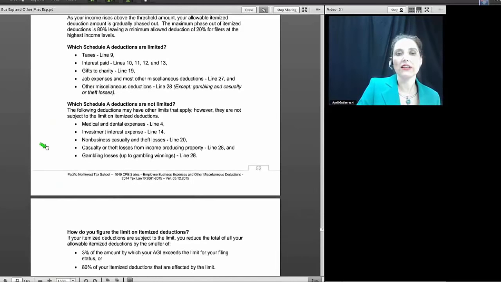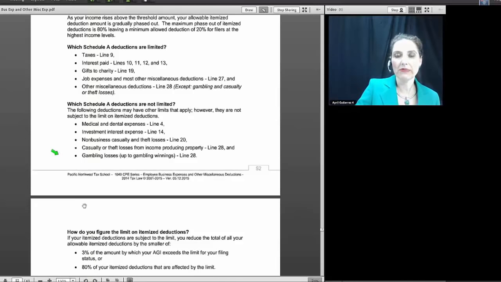Now, which Schedule A deductions are not limited? Well, they do not limit medical and dental expenses, investment interest expense, non-business casualty and theft losses, casualty or theft losses from income-producing property, and gambling losses up to gambling winnings.